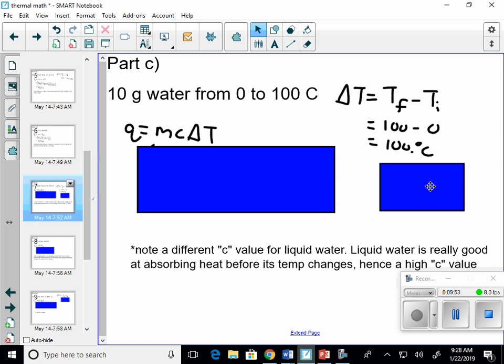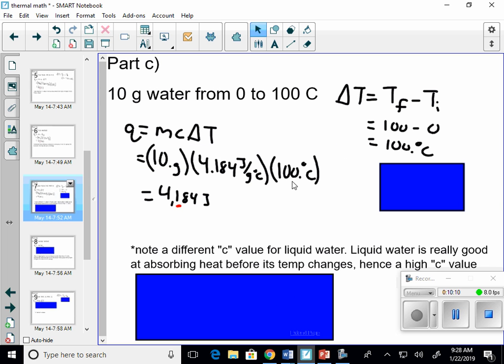Hopefully you realize the change in temperature is 100 degrees. The coldest temperature liquid water can exist is 0 degrees Celsius. The warmest is 100 degrees Celsius. Then if I plug that 100 into my equation, the C value of liquid water is 4.184 joules per gram degree Celsius. I get 4,184 joules is my answer.